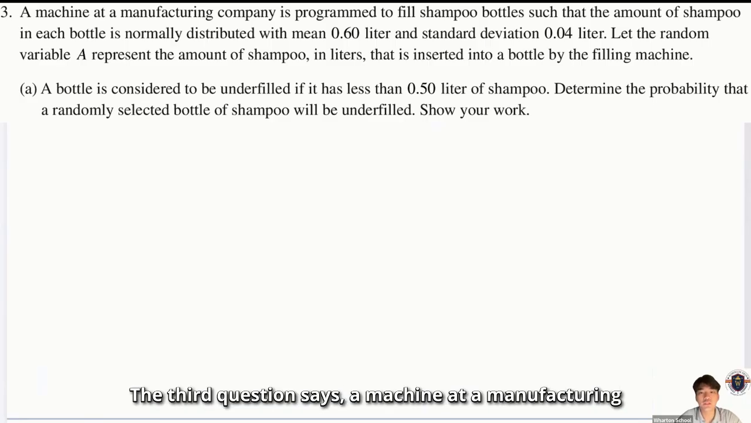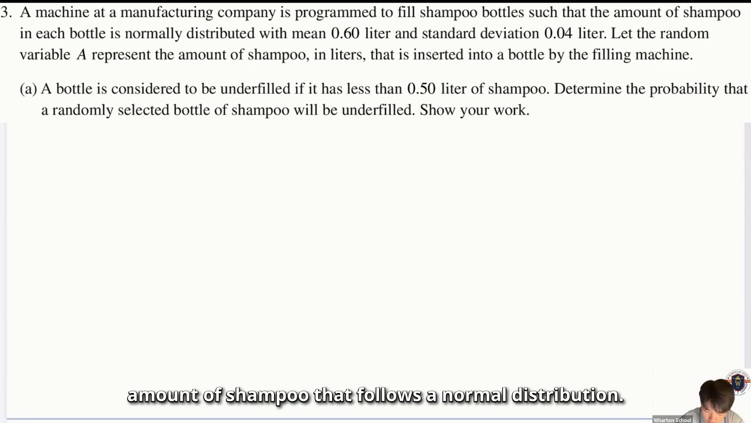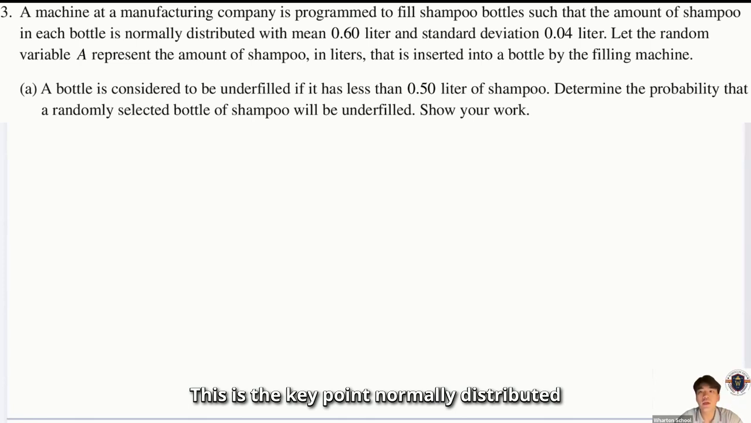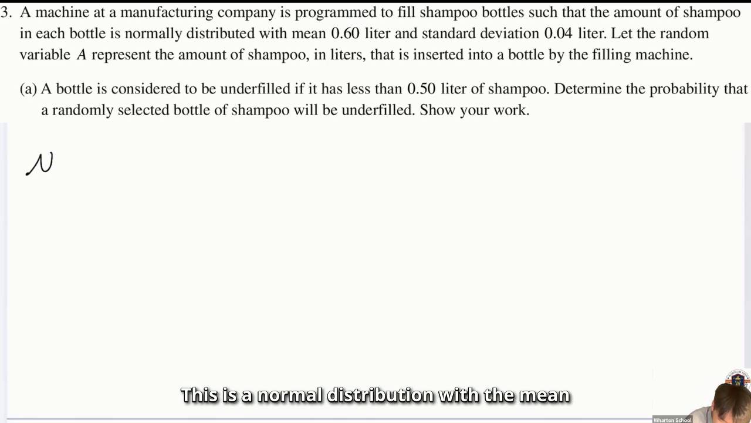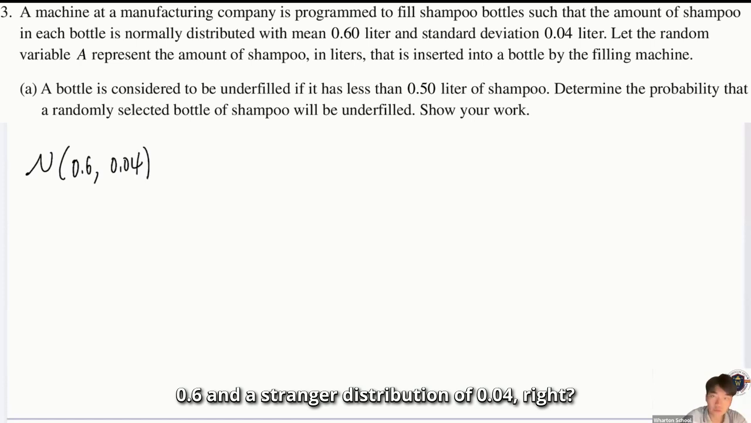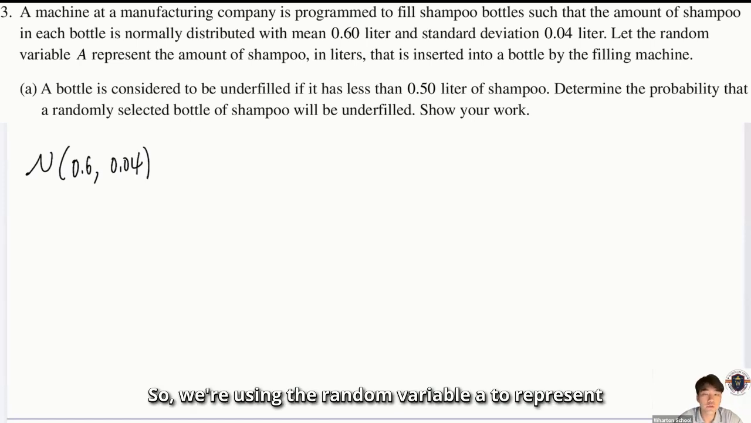The third question says a machine at a manufacturing company is programmed to fill shampoo bottles with an amount of shampoo that follows a normal distribution. This is the key point: normally distributed, with a standard deviation of 0.04 liters. This is a normal distribution with a mean of 0.6 and a standard deviation of 0.04. We're using the random variable A to represent the amount of shampoo in liters that a bottle contains.